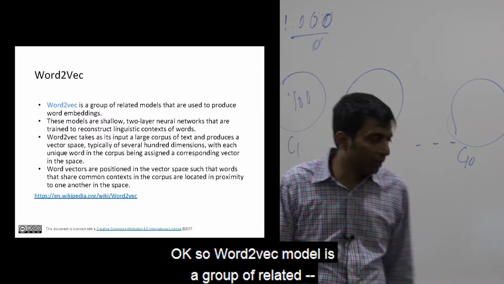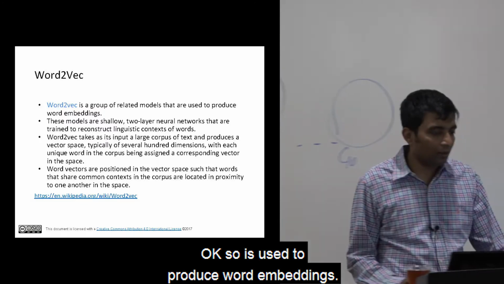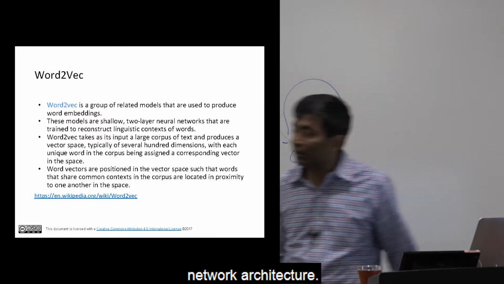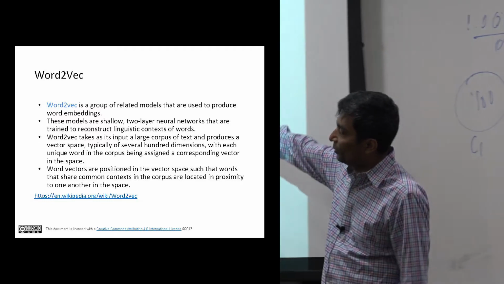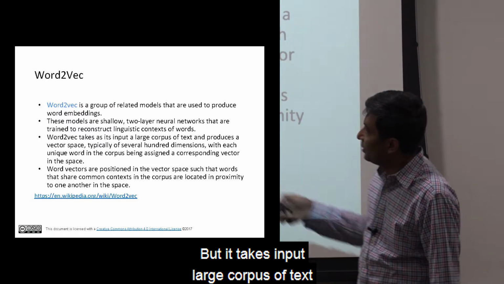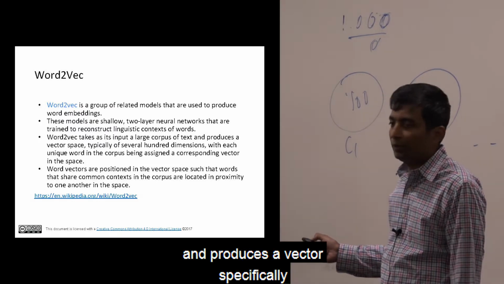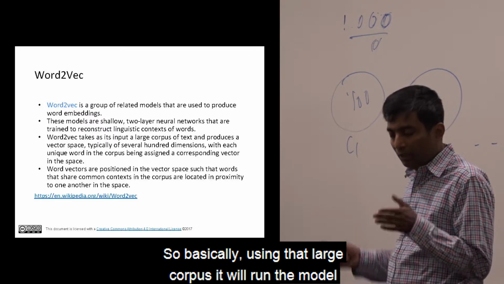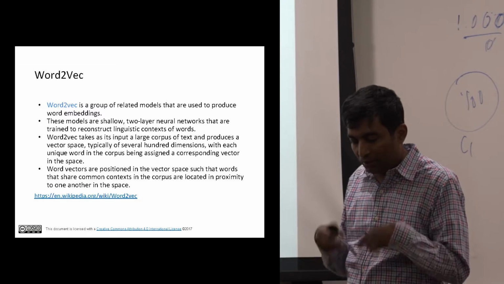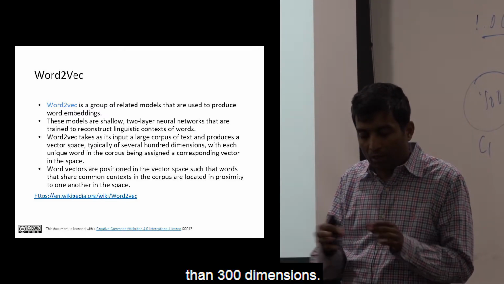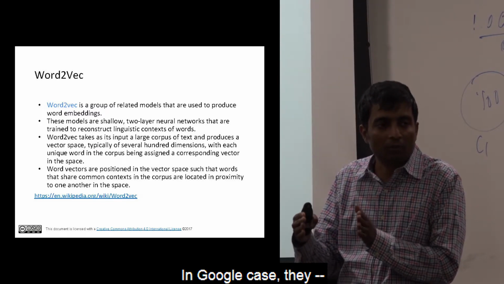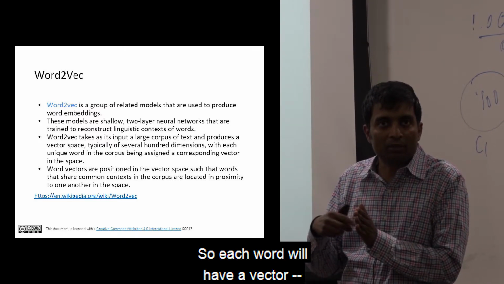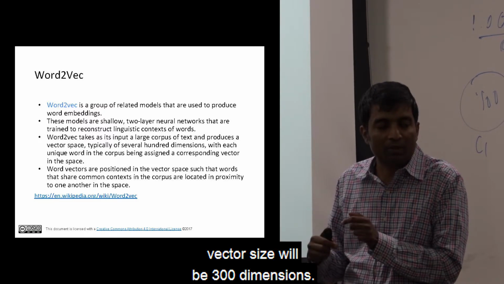Okay, so word2vec is a group of models used to produce word embeddings. These models are shallow, two-layer neural network architectures, so I don't want to talk about those details. But it takes as input a large corpus of text and produces a vector space, typically of several hundred dimensions. Using that large corpus, each word will be represented, in Google's case, by 300 dimensions. So each word will have a vector of size 300.